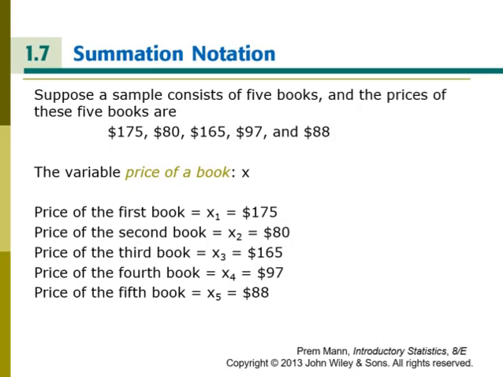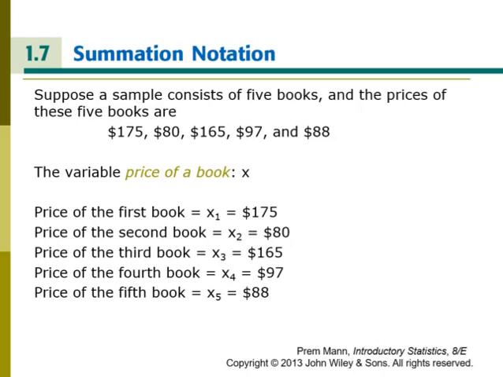Suppose we have a sample consisting of 5 literary books, and the prices of these books are 175, 80, 165, 97, and 88. The variable price of a book can be denoted by X. So this is actually the price of the book, so we can denote it as X. So X is our variable of interest.